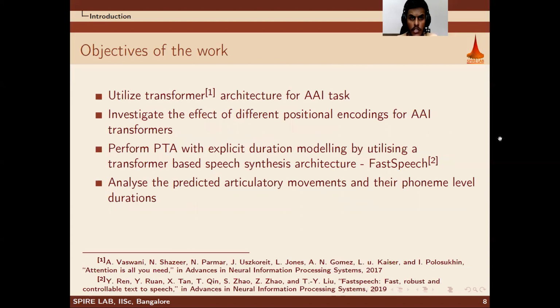Now let me list out the objectives of our work. We'll be utilizing transformer architecture for AAI tasks. We'll be investigating the effect of different positional encodings for AAI transformers. We'll be performing PTA with explicit duration modeling by utilizing a transformer-based speech synthesis architecture known as FastSpeech. We'll also be analyzing the predicted articulatory movements along with the phoneme level durations predicted by the FastSpeech model.